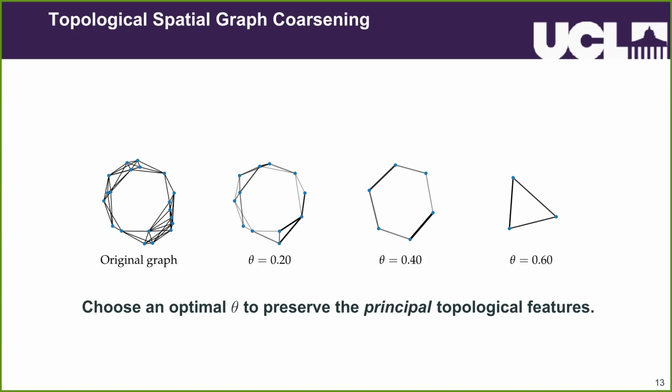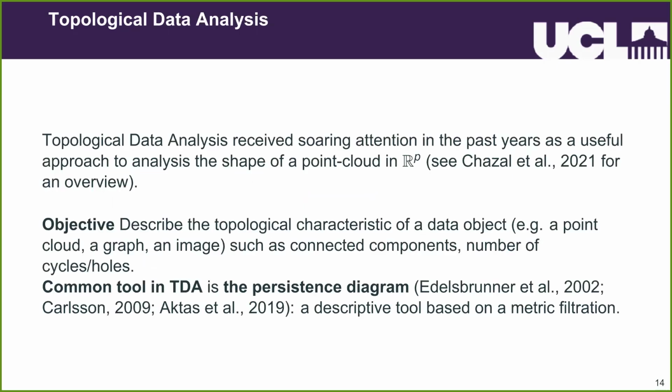So the question is, how can I characterize the graph with the tools from topological data analysis? How can I characterize its principal topological feature? I'm not an expert in TDA, but I don't know if you're familiar with the topological data analysis tools like persistent diagrams. Oh, that's even better. Perfect.